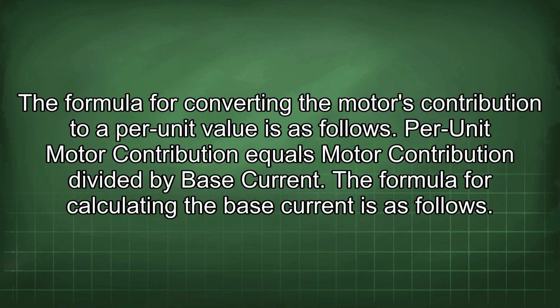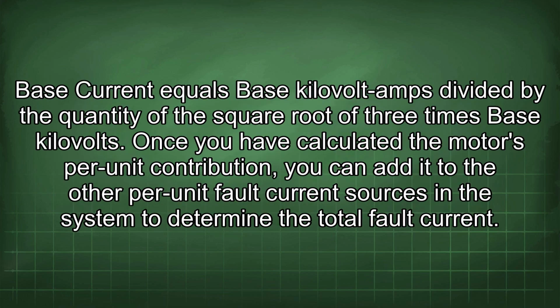The formula for converting the motor's contribution to a per unit value is as follows. Per unit motor contribution equals motor contribution divided by base current. The formula for calculating the base current is as follows. Base current equals base kilovolt amps divided by the quantity of the square root of 3 times base kilovolts. Once you have calculated the motor's per unit contribution, you can add it to the other per unit fault current sources in the system to determine the total fault current.